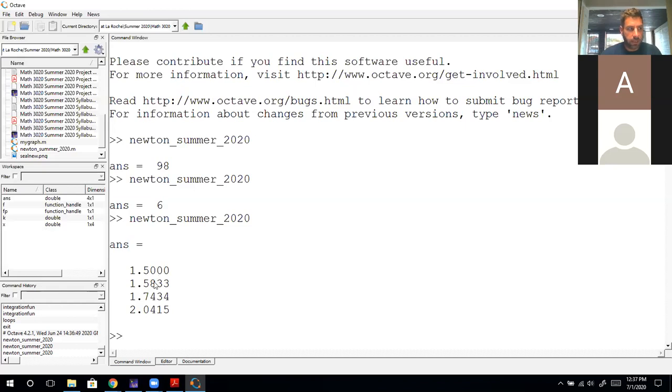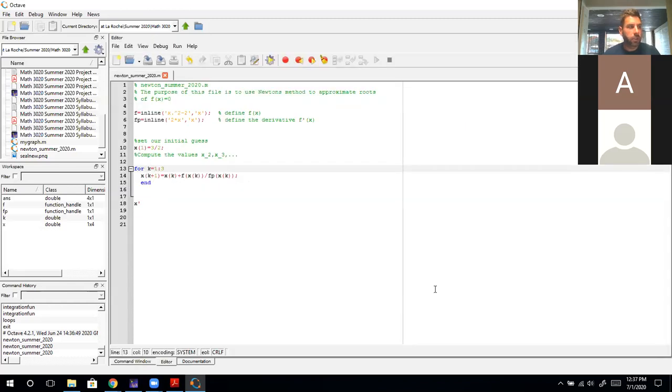Does this look like the list we had for ourselves? No, it doesn't. So we've got to figure out where our mistake is. The first number is correct, but after that, things are going haywire. And the question is why? Well, the obvious thing is I typed the formula in wrong. It's not plus, it's minus.